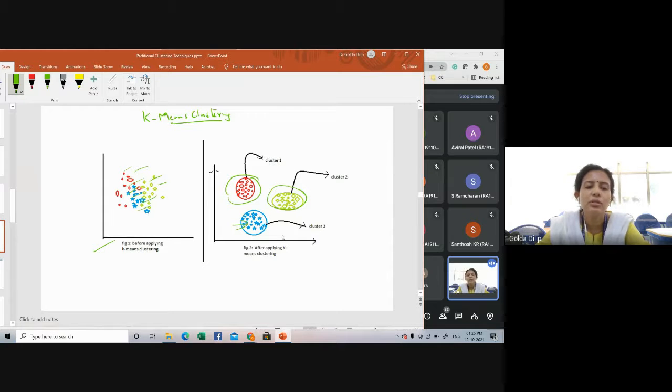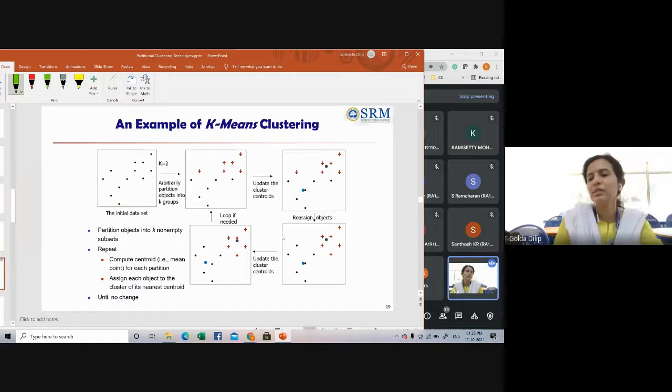This is the figure before applying the k-means clustering technique, and this is after applying k-means clustering. This k-means clustering algorithm will try to group similar items in the form of clusters. The number of groups is represented by k. It will try to find the similarity between the items and then group them into clusters. Do you remember the technique involved in k-means clustering? What were the steps involved in it?